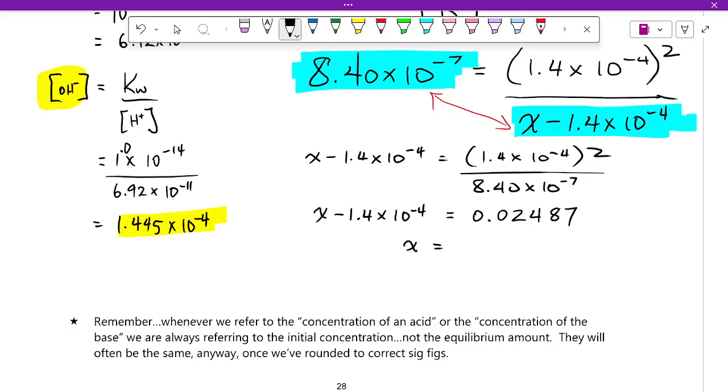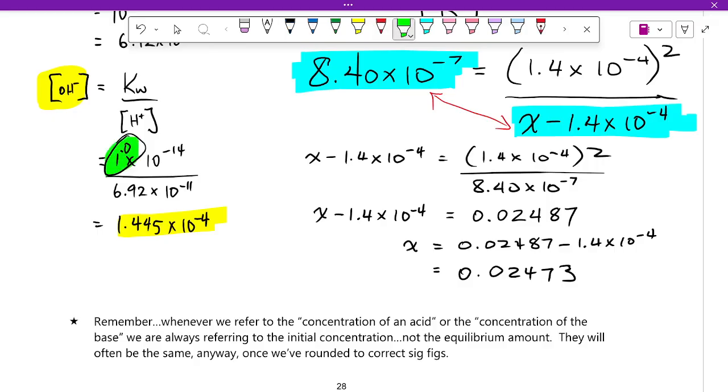So X is equal to 0.02487 minus 1.4 times 10 to the minus 4, which equals 0.02473. That number was even insignificant. Huh? That number before wasn't insignificant. Yeah. Okay, now we have to go back and say sig figs. We got 2 sig figs here. Well, you know what? Honestly, don't worry about the sig figs. We'll look at those next day.